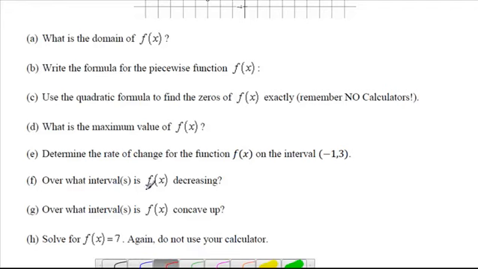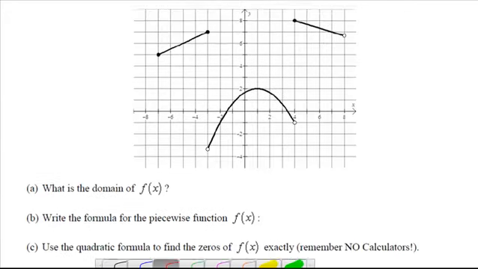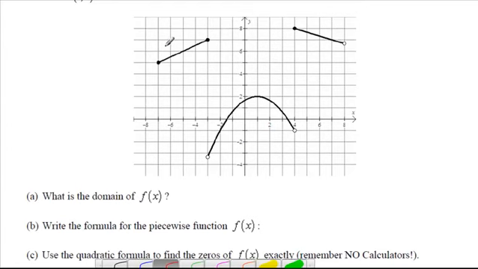On what intervals is f decreasing? So all I have to do is look. This one's pretty easy. This one is increasing here, increasing on the first part of this parabola, and decreasing on the second. This one's also decreasing. So I'm looking for decreasing. I know it's decreasing here, and it's decreasing here.